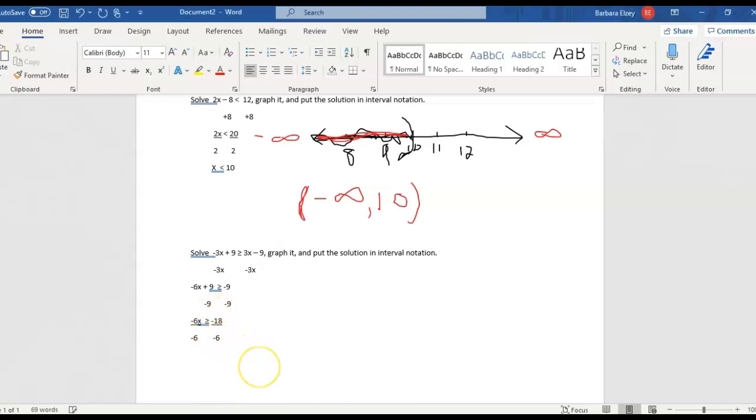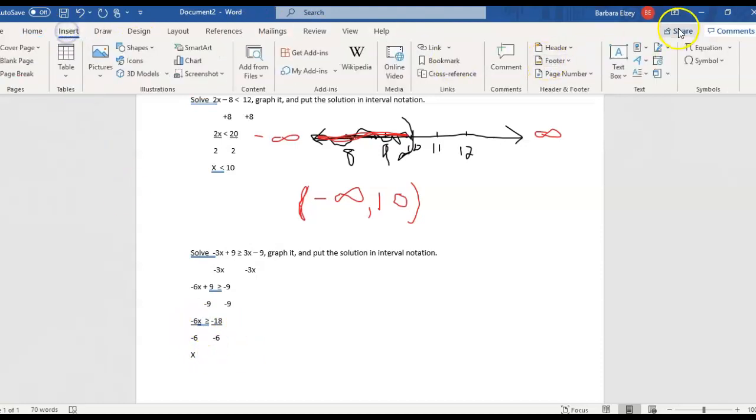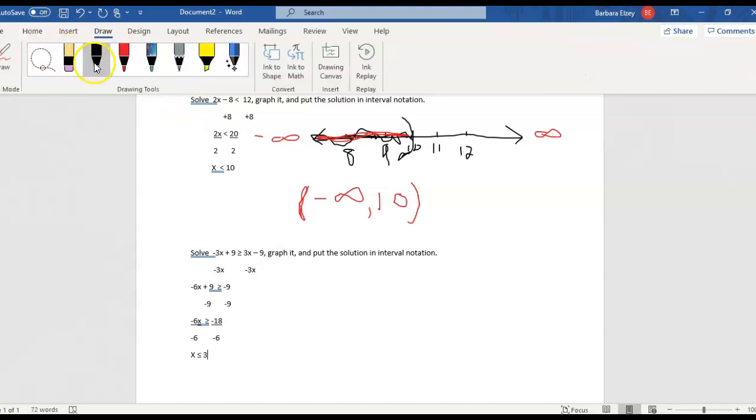So as I go to my next step, I'm going to have x's, and I'm going to flip the inequality to a less than or equal to. So less than or equal to, and negative 18 divided by negative 6 is a positive 3. All right, so dividing by a negative flips the inequality. So let's draw this thing, graph it, and then we'll get our interval notation.